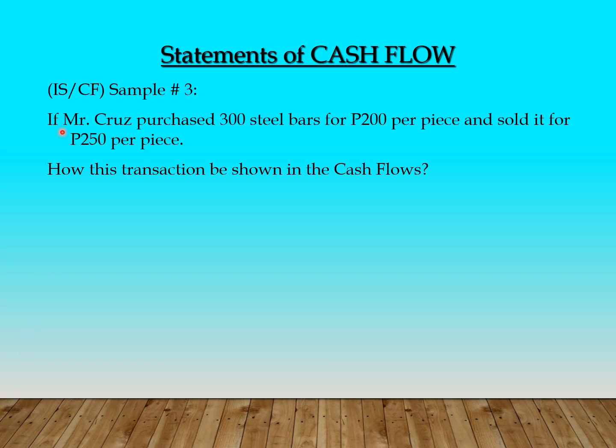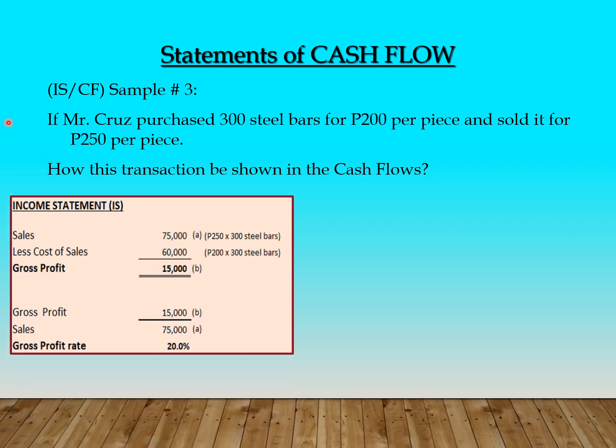Sample number 3. If Mr. Cruz purchased 300 steel bars for 200 pesos per piece and sold it for 250 pesos per piece, how will this transaction be shown in the cash flows?